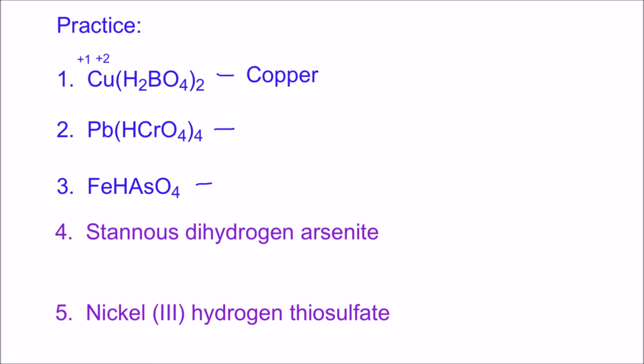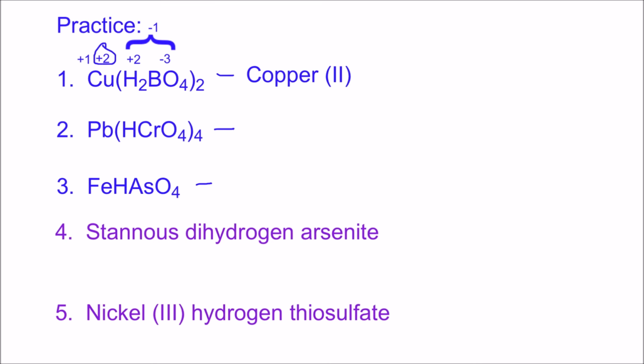Hydrogen has a +1 charge, but there's two of them. And phosphates, borates, and arsenates are -3 charge. So if we combine the +2 and -3 charge, then we get a -1 charge. So that's why there is a 1 right here. It got crisscrossed from that one. Okay, so let's put the 2 in Roman numerals right here.